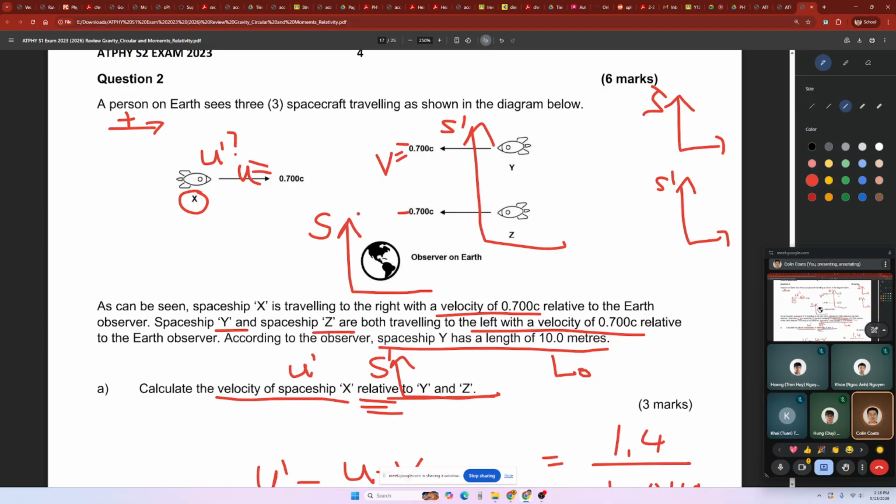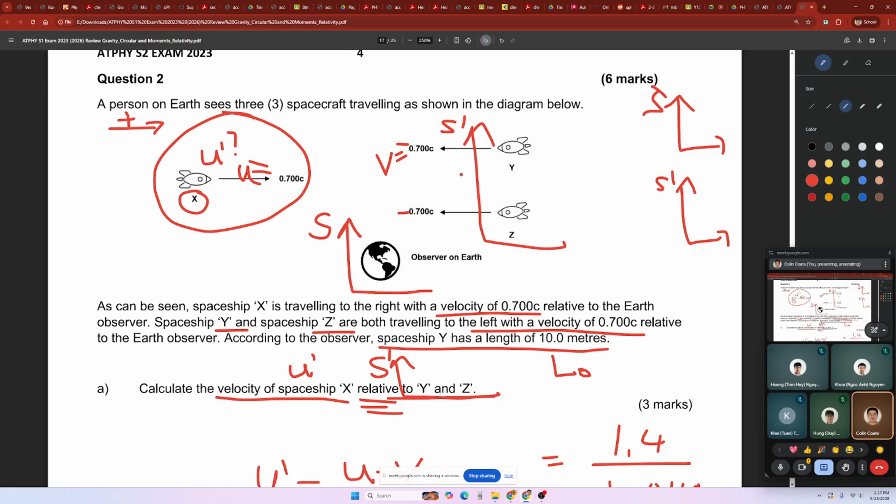Read through this, identify where's your stationary frame of reference, what will be your moving frame of reference, and usually that moving frame of reference is the one that the object that we want to find the velocity of is relative to. Okay?